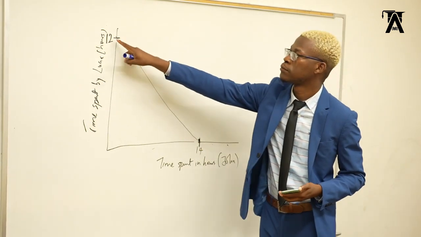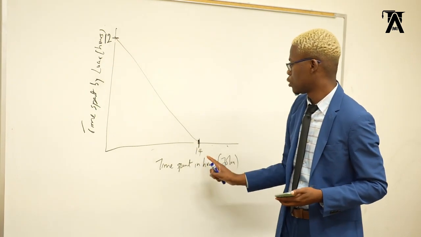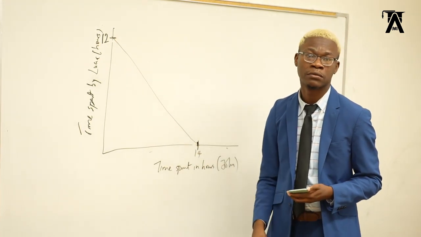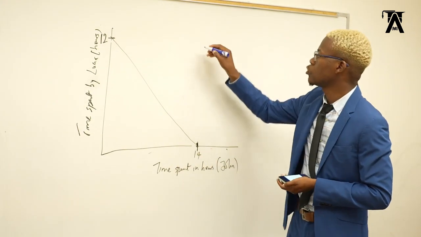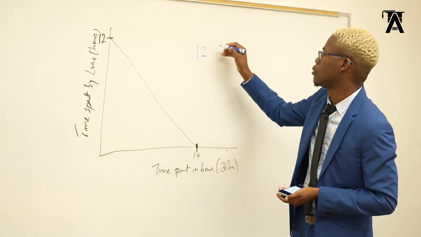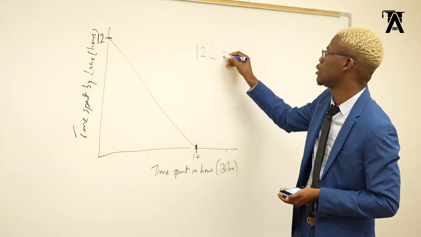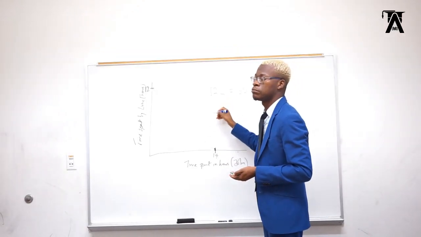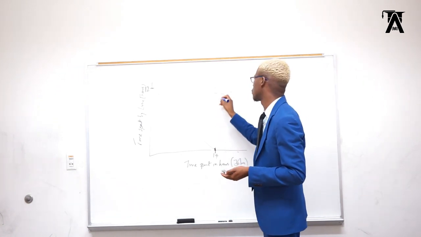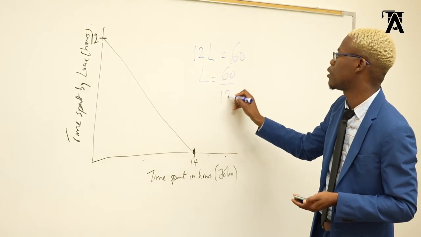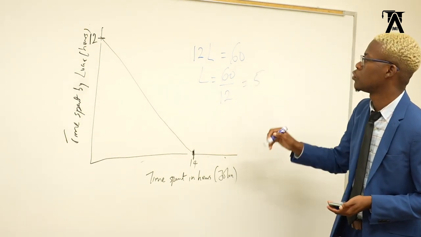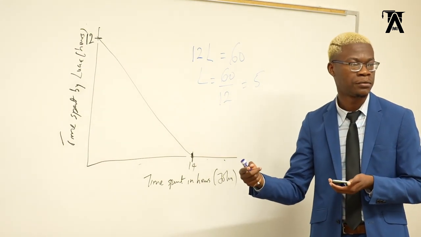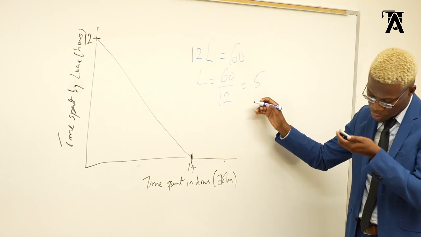So here, when John is not doing anything, when John is not involved, Lucia is spending 12 hours. So 12 L equals 60. So how many paper flowers will Lucia do per hour? So L is 60 divided by 12, which is 5. So Lucia will do 5 paper flowers per hour. And that is option B.